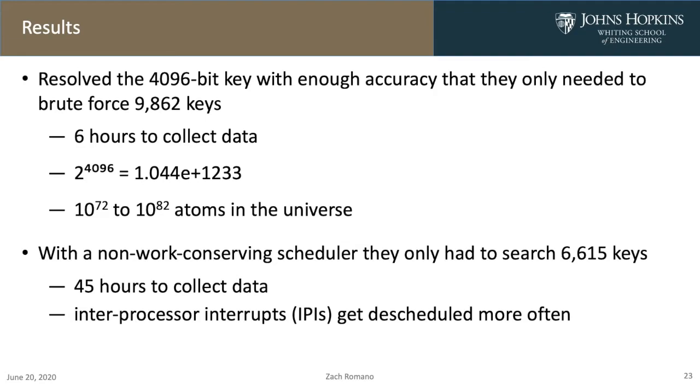And just to put that into perspective, there are only 10 to the 72 or 10 to the 82 atoms in the universe. So this is a pretty substantial reduction over a massive possibility of keys. And this only took them 6 hours to collect this data.